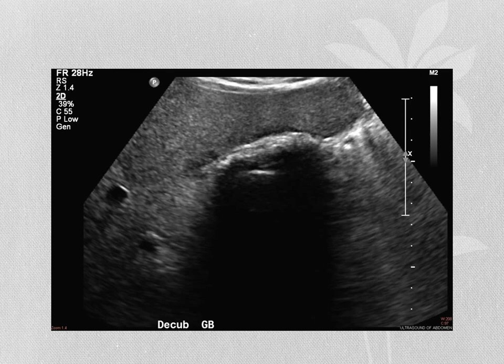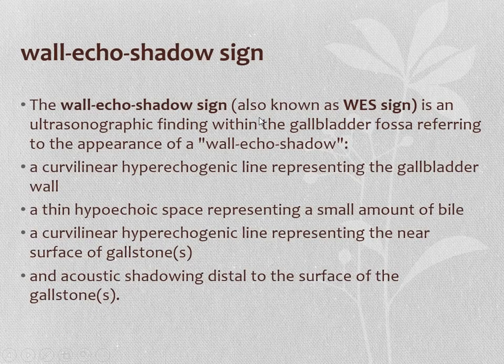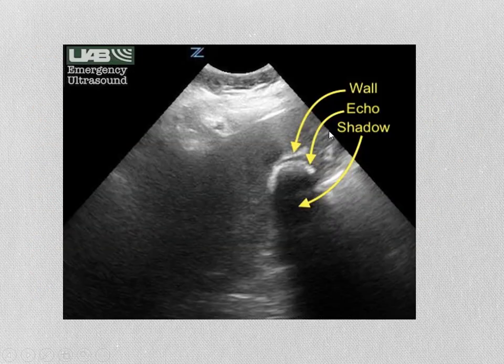The last sign is one we commonly see a lot of the time. Yes, it's the wall echo sign. This is seen in a patient with multiple small gallstones or a large gallstone. Here we see three lines, wall echo sign. First, an echogenic line representing the wall of the gallbladder.